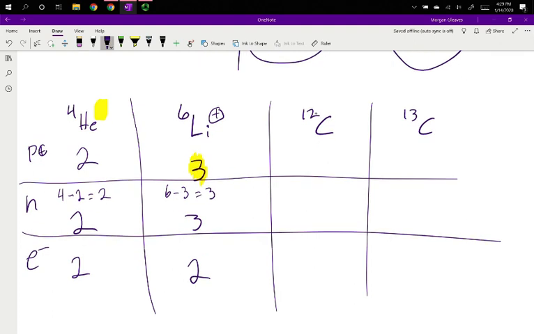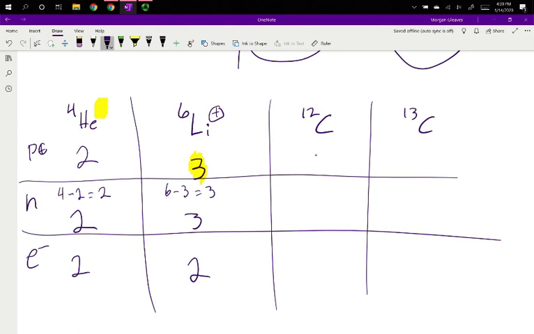If I go to carbon 12, carbon is the 6th element. It must have 6 protons. Well, there's 12 things total in its nucleus, so 12 minus 6 is 6. It must have 6 neutrons. And there's no charge again. Whenever you have no charge, your electrons must equal your protons to cancel them all out. So it must have 6 electrons.